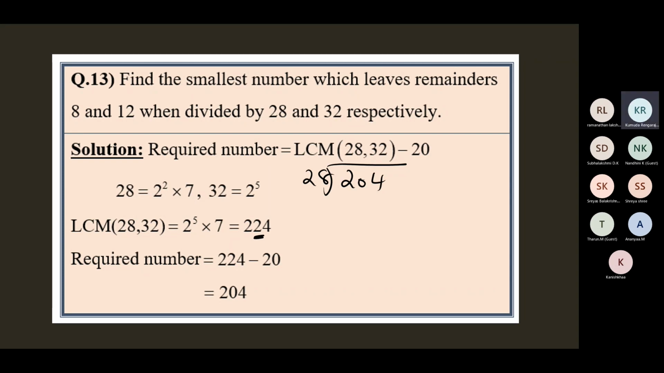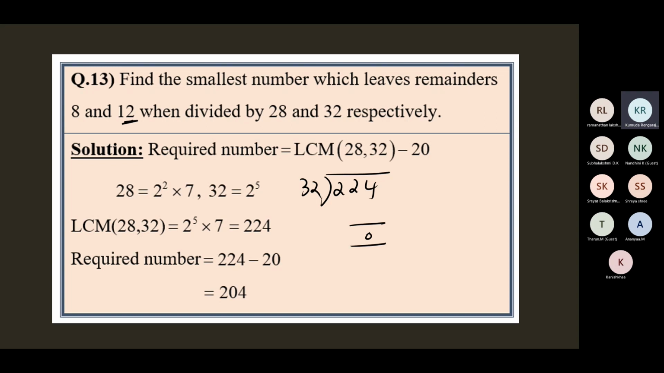Not exactly divisible, but 28, I think 7 times 196. I use the calculator. 7 times 196. And you can see the remainder is 8. In the same way for the next one, 224. When you divide 224 by 32, it's exactly divisible.